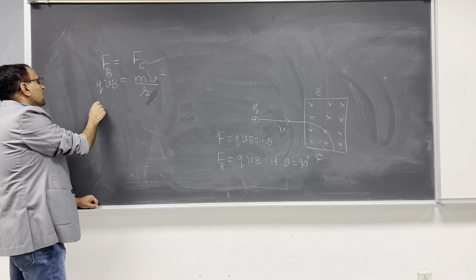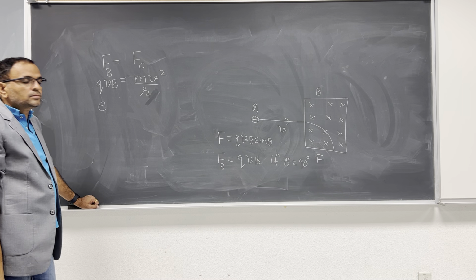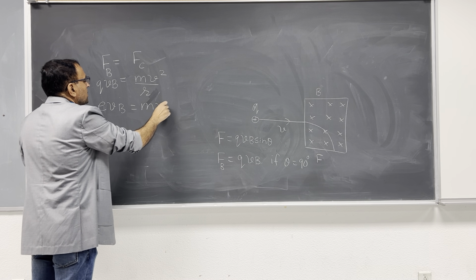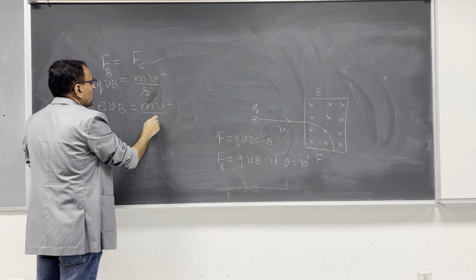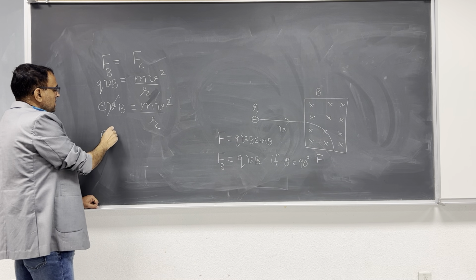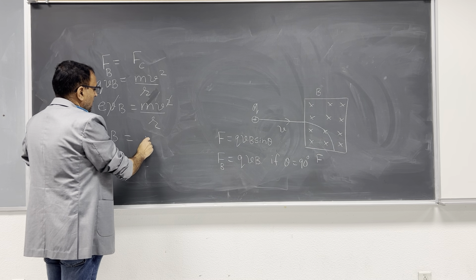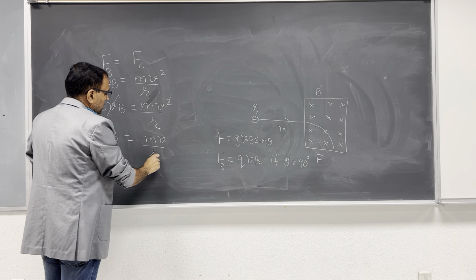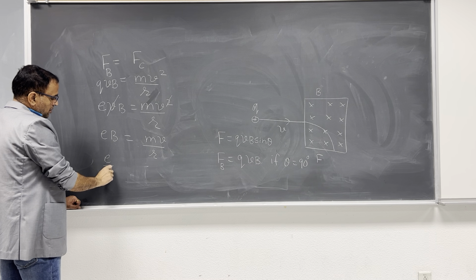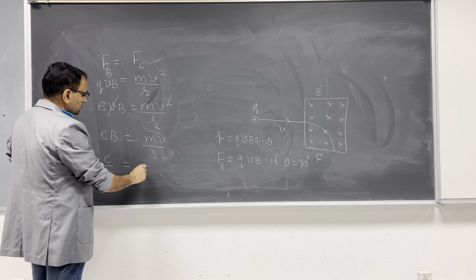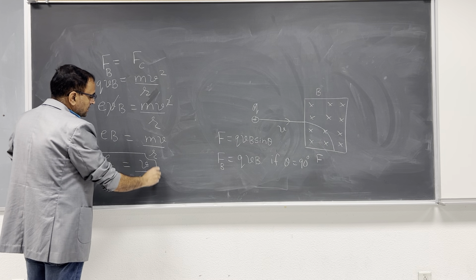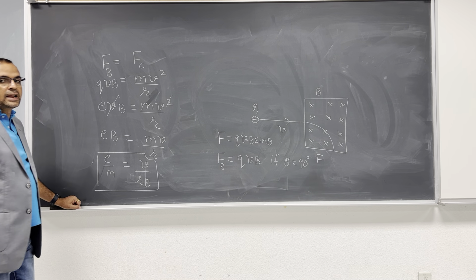If the charge is e, like an electron, then eVB is equal to mv squared divided by r. This v and this v you can cancel out. So eB is equal to mv divided by r. If you divide by m on both sides, you will get e over m equal to v over rB. So this is called the charge to mass ratio.